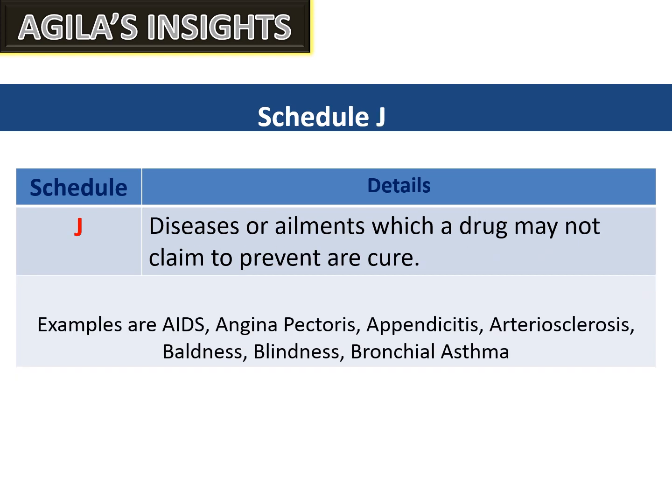Schedule J lists the diseases and ailments, by whatever name they might be described, which a drug may not purport to prevent or cure or make claims to prevent or cure. Some of the examples in this schedule are AIDS, angina pectoris, appendicitis, arteriosclerosis, baldness, blindness, bronchial asthma.